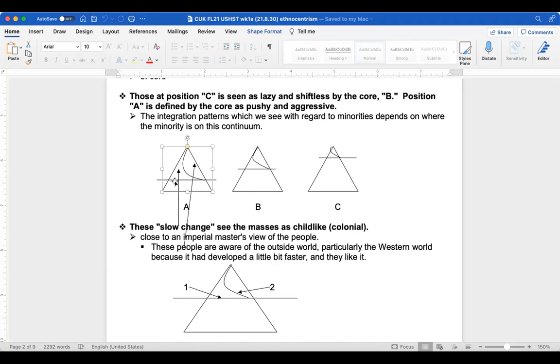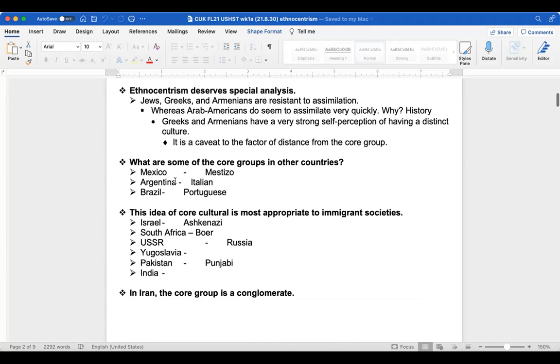So what is the core group in other countries? In Argentina, the core group is Italian. I don't know if any of you speak Spanish, but it's interesting. Even I can tell when I listen to somebody from Argentina that they speak Spanish with an Italian accent. Mexico, the core group is Mestizo. Brazil, what's the core group? Portuguese.